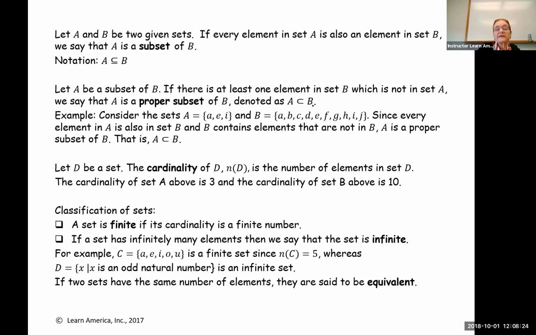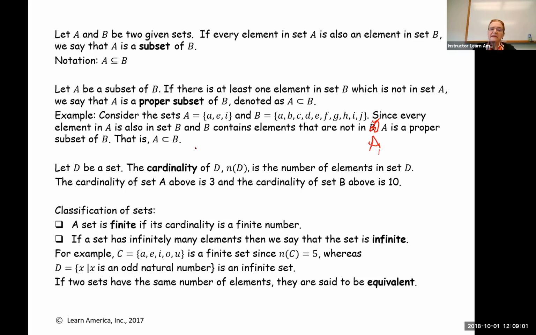Now, consider the following sets. A consists of the elements A, E, and I. B consists of A, B, C, D, E, F, G, H, I, and J. Notice, every element in A is also in set B, and B contains elements that are not, I think we have a little error here. B contains elements that are not in A, is what we should have. Whoops. So A is a proper subset of B. A is contained in B.